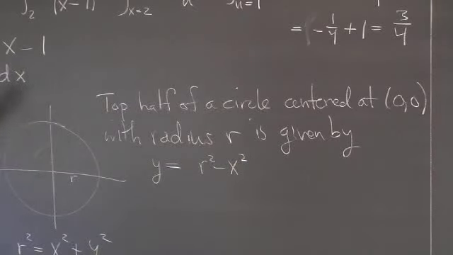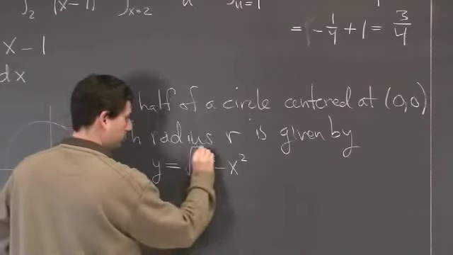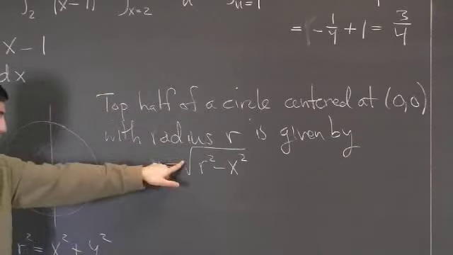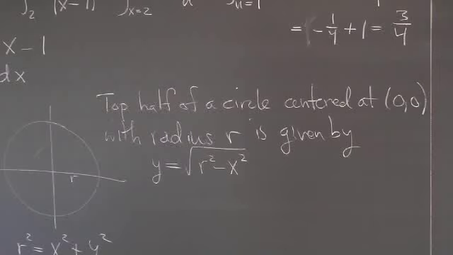Okay, but there's actually two. There's a plus or minus square root. They're two different solutions. But since I want the top half, I take the positive square root. But I could do the same thing if I wanted the bottom half. I'd just take the negative square root. Okay, so we have a nice function.